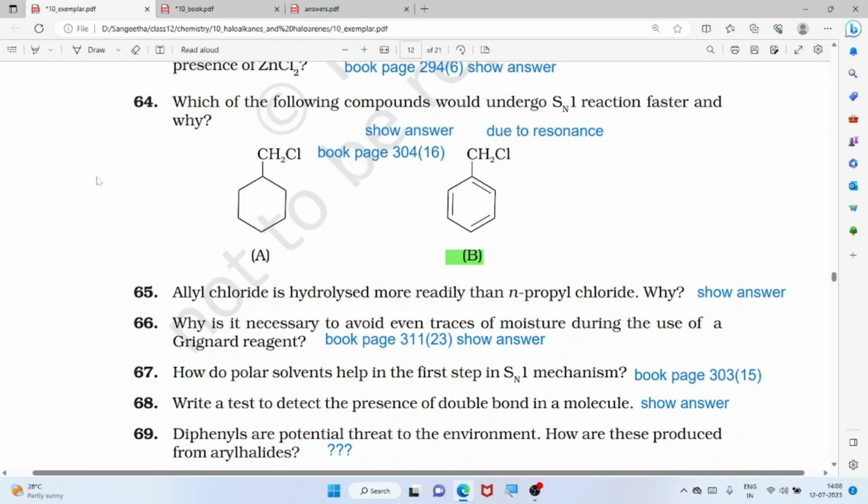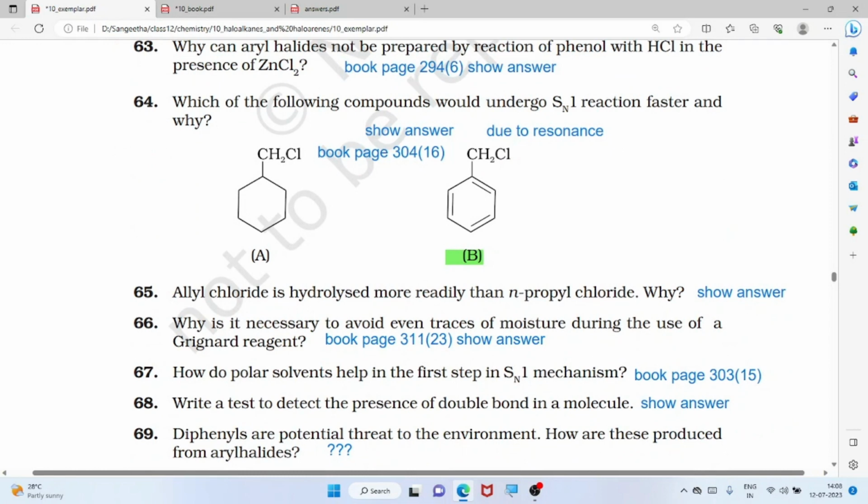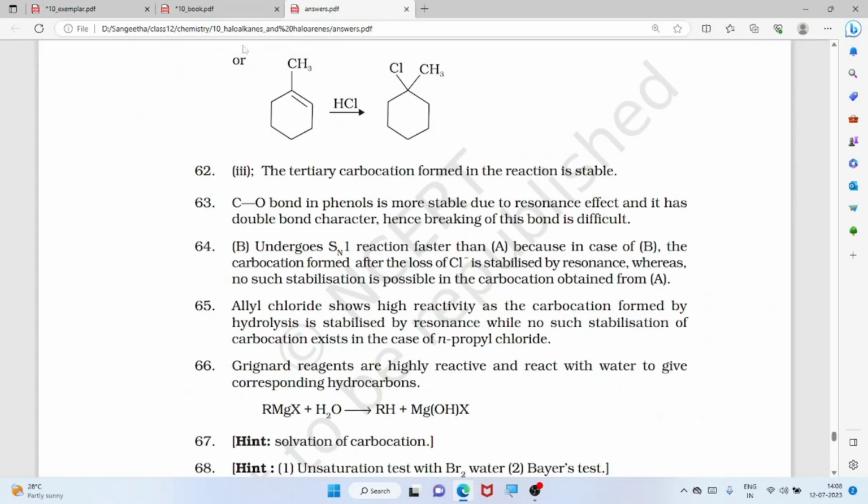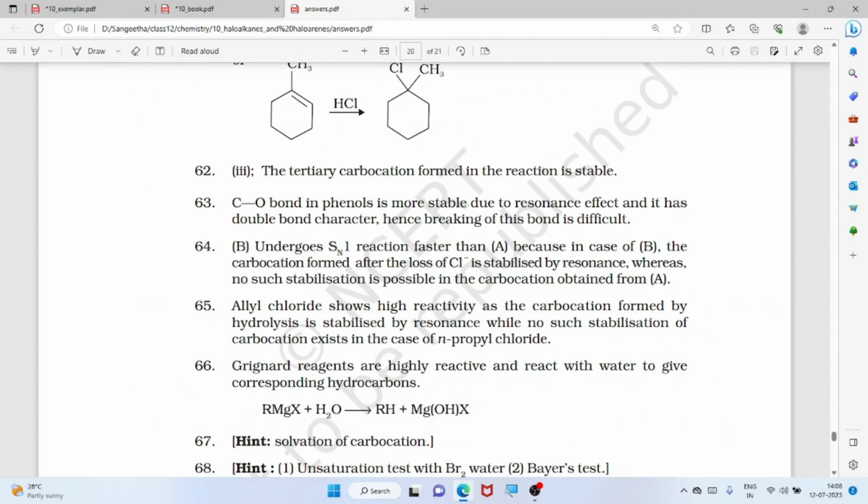Question 64. Which of the following compounds undergoes SN1 reaction faster and why? Due to the one which has the resonance effect. Okay, this one will undergo it faster. So answer 64. Because in the case of the second one, the carbocation formed is stabilized by the resonance.